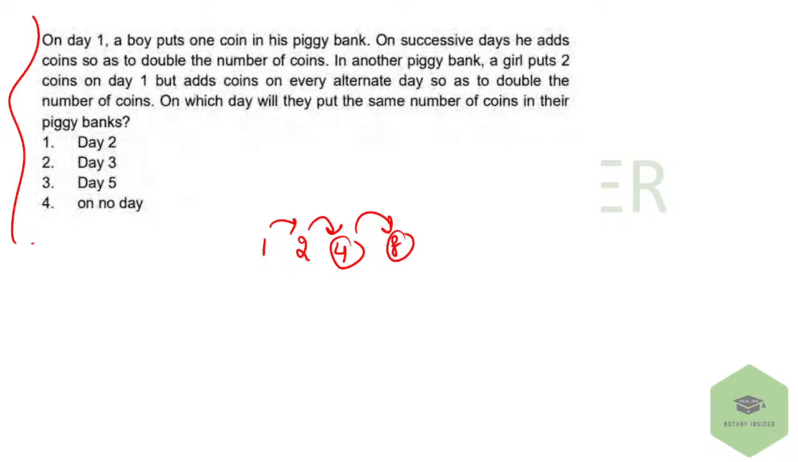Now there's another girl, she's doing the same thing, but on every alternate day. So in another piggy bank, a girl puts two coins on day one, so on the first day itself she's putting two coins. The question is asking you, on which particular day are they going to put the same number of coins in the piggy bank?